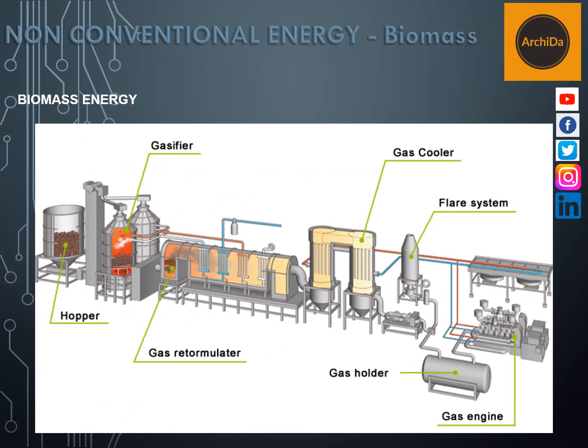Now looking at the picture below, you will see that there is a hopper. That is where you will collect all your biomass into that area. From there, it will now be transported into the gasifier wherein it will tap the gases that are being emitted by your biomass. Then it goes to a gas reformulator, gas cooler, flare system, then the actual gas engine where it will start to be connected to a generator.